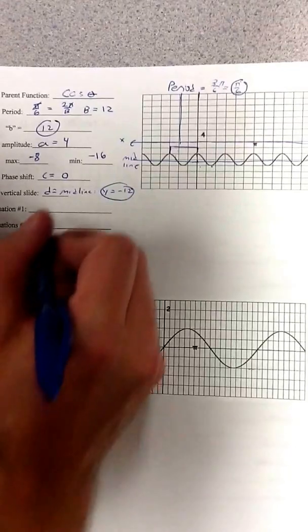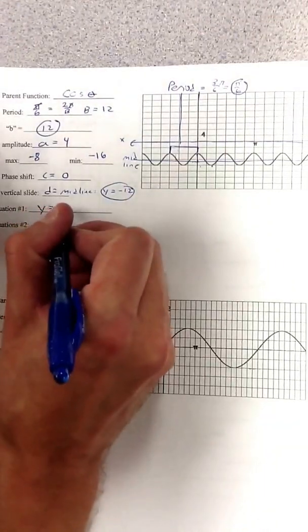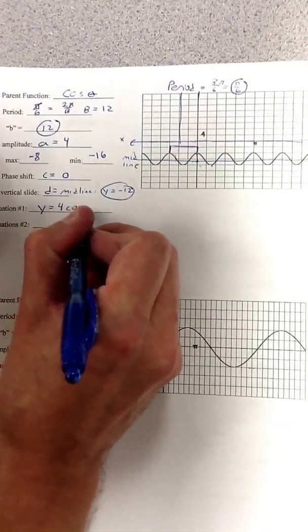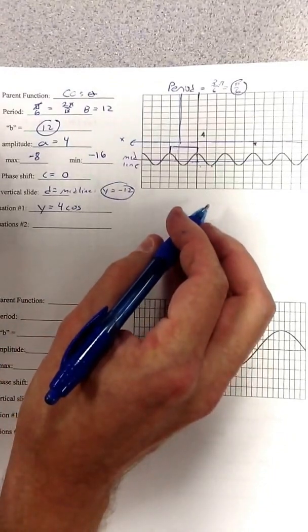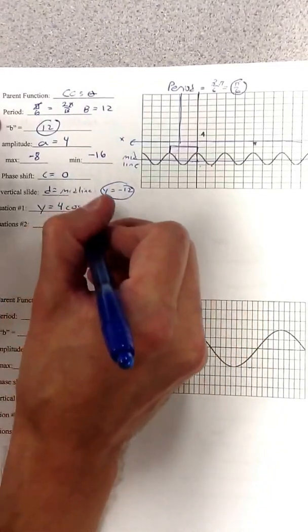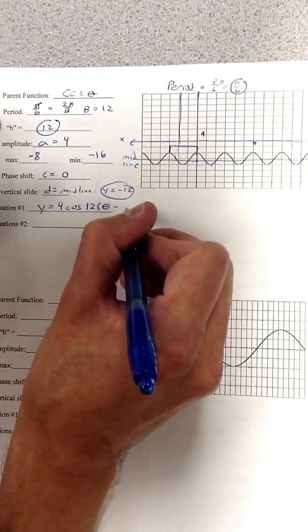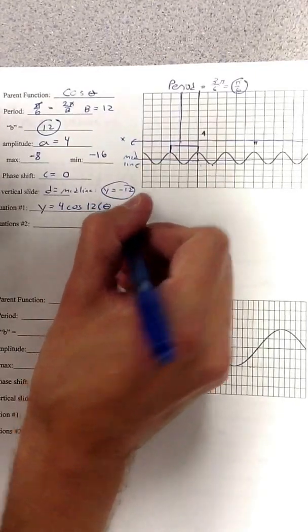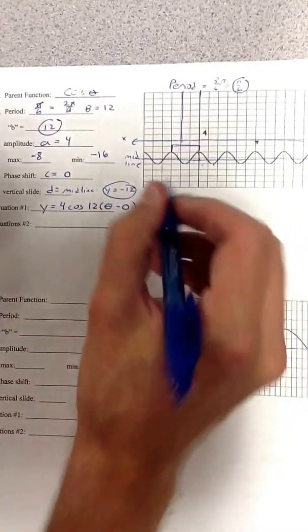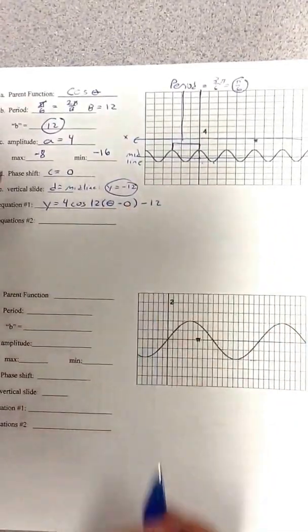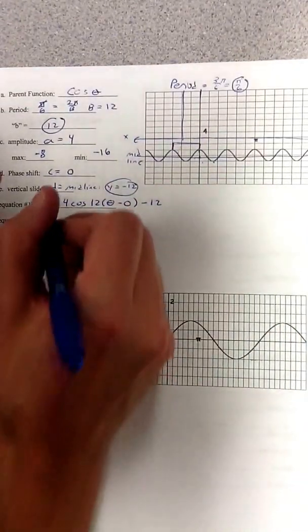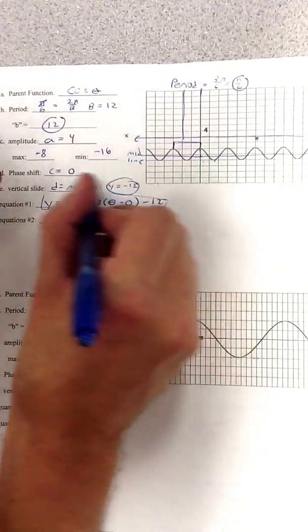Writing the equation then to get cosine, y equals our amplitude, 4, times the cosine of b, which is 12, and I'm going to get theta minus our phase shift, which was 0, which is c, minus the 12 here. And there's our first equation for cosine.